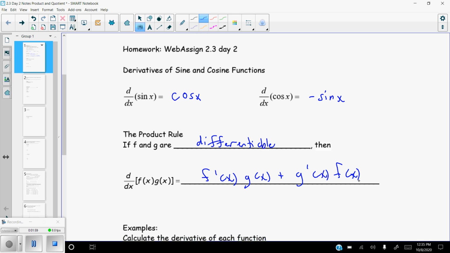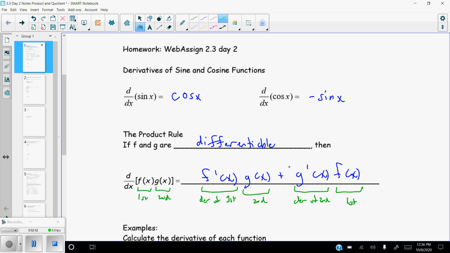So to write this in, I would guess you would say more layman's terms, if we call this our first function and we call this one our second function of the two that are being multiplied, you might want to think of this as the derivative of the first function times the second function plus the derivative of the second function times the first function. Sometimes that helps just to think of it in those terms. But it is technically the derivative of f times g plus the derivative of g times f.